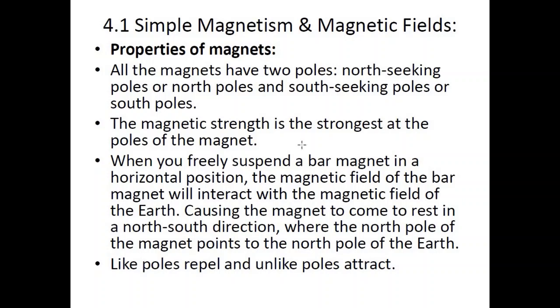The magnetic strength is the strongest at the poles of the magnet and is relatively weak in the middle. When you freely suspend a bar magnet, as in the experiment I just described, this happens because the Earth is a magnet itself. So the magnet, when freely hanged, reacts to the magnetic field of the Earth and aligns itself. Like poles always repel and unlike poles always attract. This is the law of magnetism that you should know.